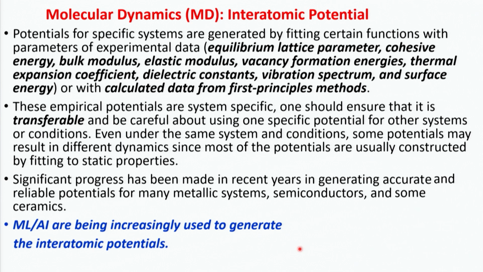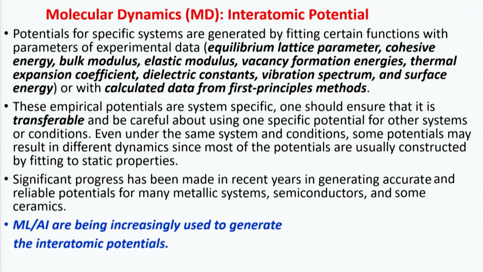So what experimental data can we use to fit the parameters to get the interatomic potentials? They are equilibrium lattice parameters, cohesive energy, bulk modulus, elastic modulus, vacancy formation energy, thermal expansion coefficient, dielectric constant, vibration spectrum, and also surface energy, or it can be calculated from first principles methods. So these empirical potentials are system specific. One should ensure that this is transferable.